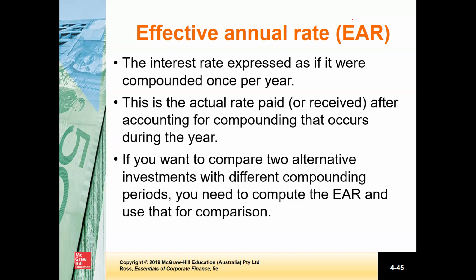Just note that the convention in Australia and New Zealand is to quote interest rates as annual percentage figure unless qualified. Okay, so let's talk about the effective annual rate first of all. When the interest rate is quoted as effective annual rate, EAR, the interest rate is expressed as if it were compounded once per year. So this is essentially the rate that is actually paid or received if we consider compounding that occurs within the year.